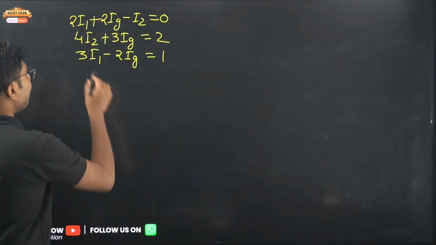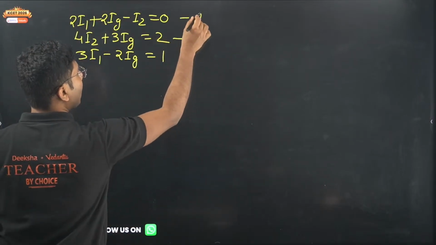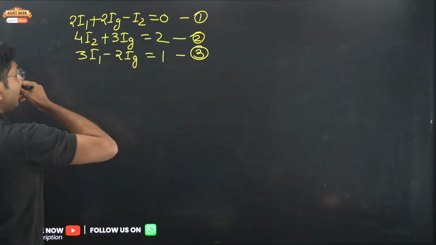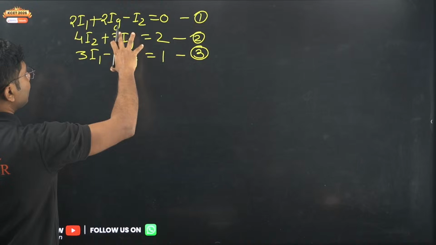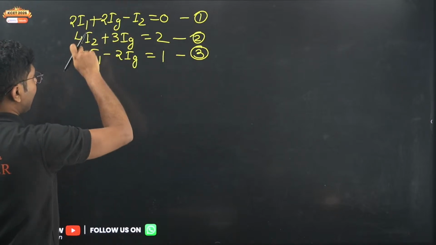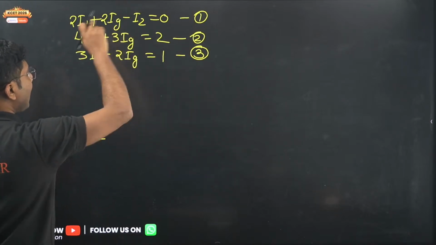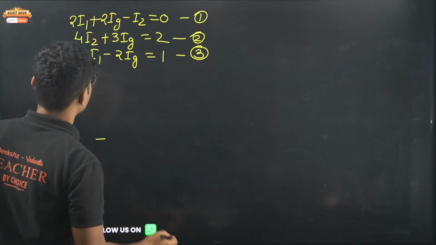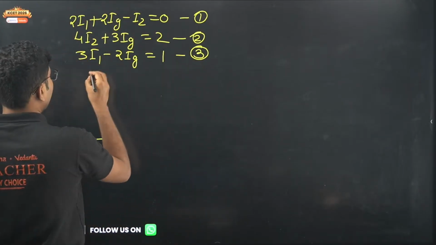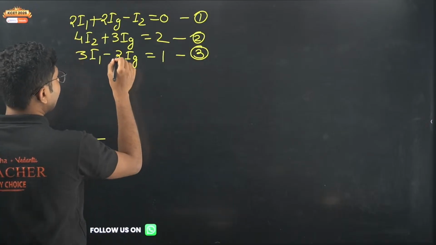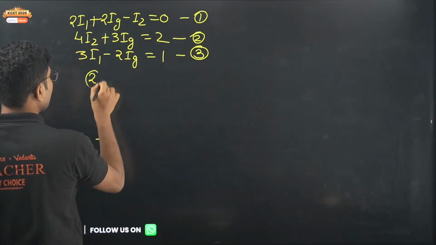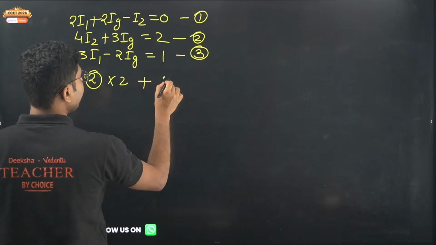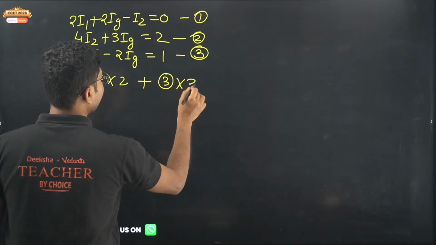So this is 1, this is 2, and this is 3. I will solve for a relationship between I2 and I1 by eliminating IG, and use that relation again in the top equation to solve it. Since we are eliminating IG, multiply 2 with 2 and then add it with 3 after multiplying it with 3.